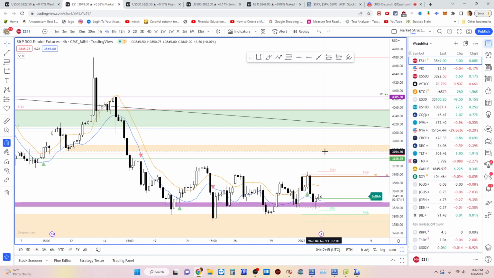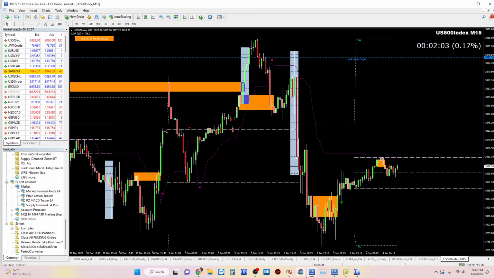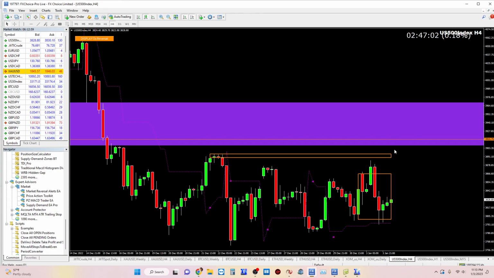If it were to come into here, I would be looking for a 15-minute market structure break to the downside, or an H4 breaker to the downside. I'd be waiting for an alert sent to my phone, and this trading platform sends alerts to my phone for free. There's no limit, unlike TradingView, where you have limits and have to upgrade plans for alerts. So that's why I like these signals better.